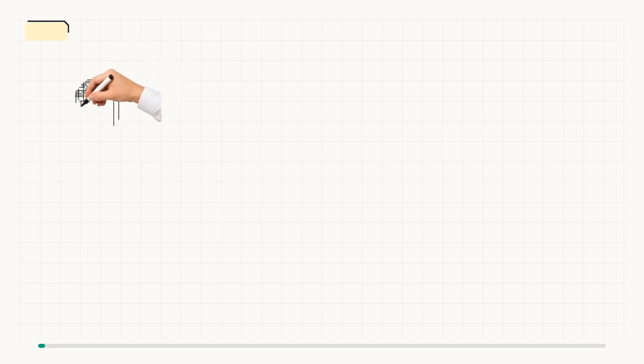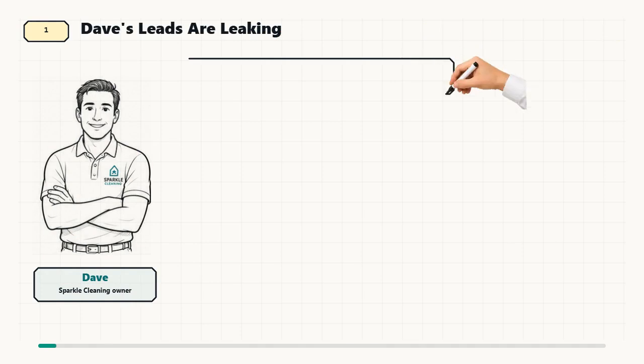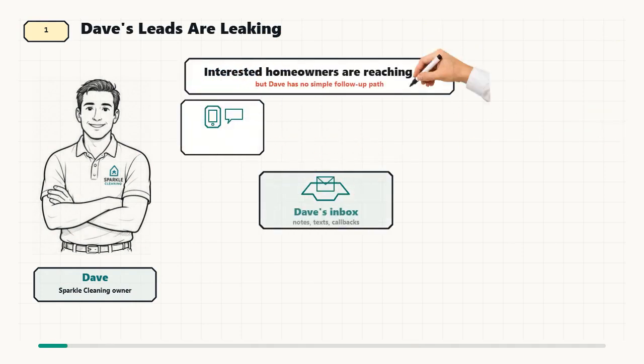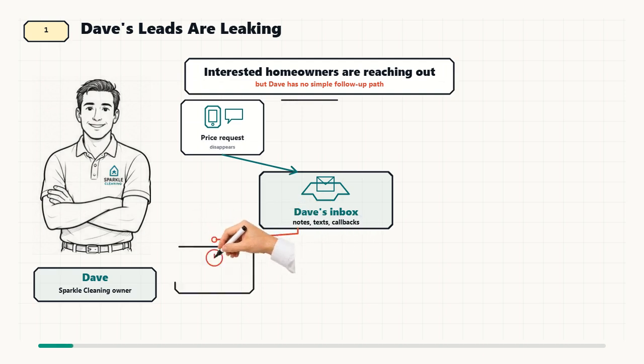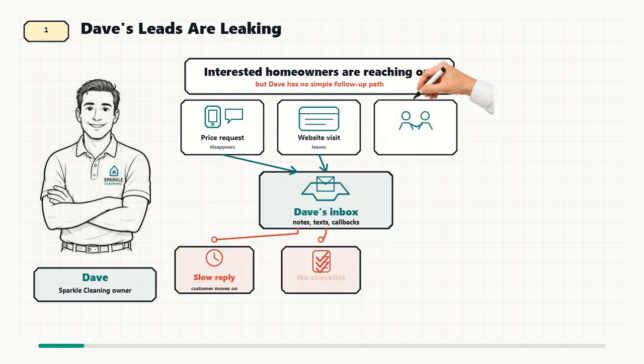This is Dave. Dave owns a small home cleaning business. He does good work. His customers like him, but his leads are leaking. One person asks for a price and disappears. One person visits his website and leaves. One person says, "I'll get back to you," and never does.